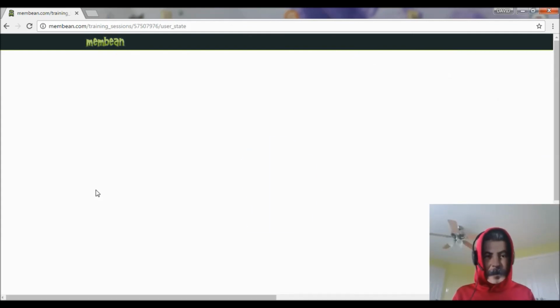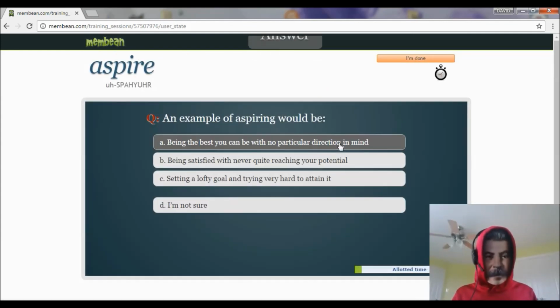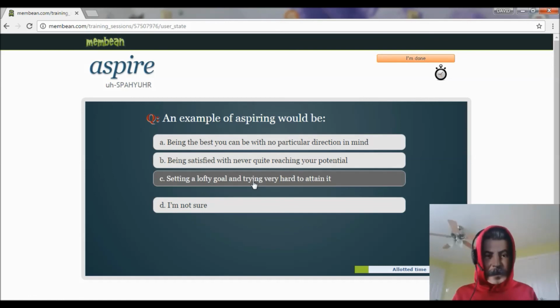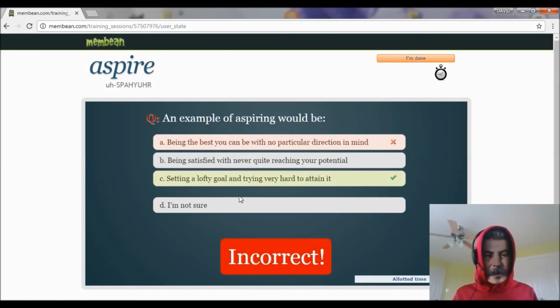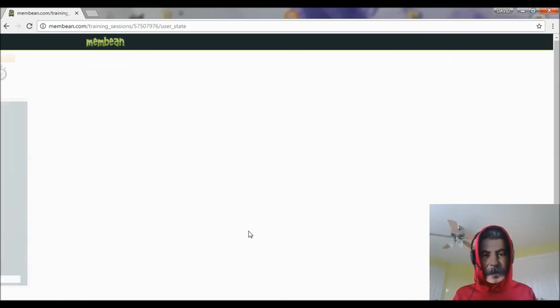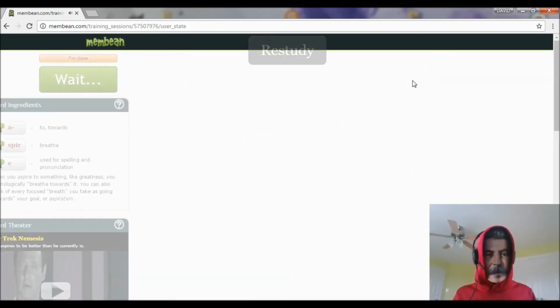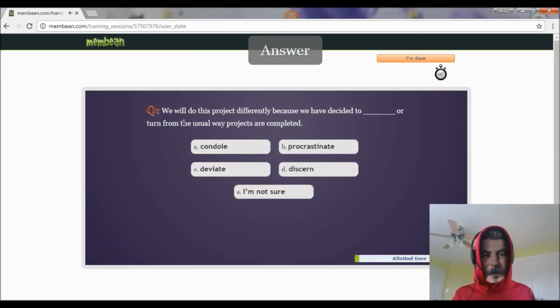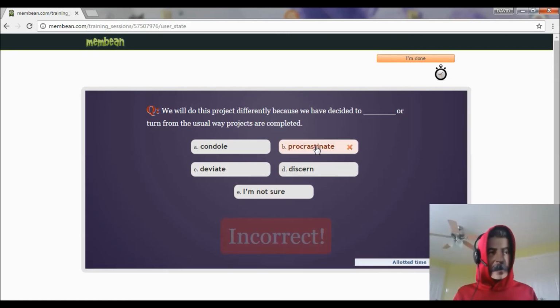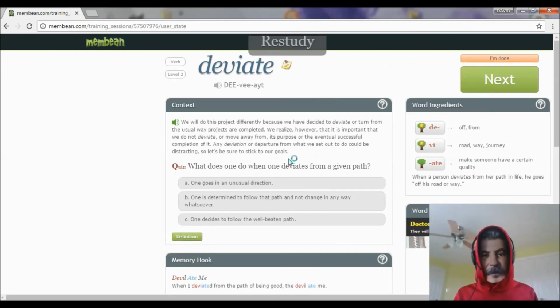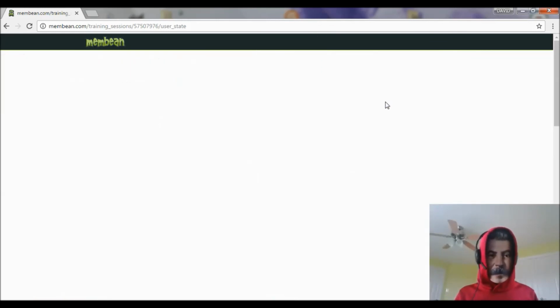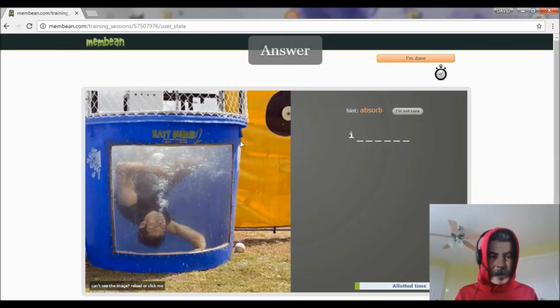An example of aspiring would be... We will do this project differently because we have decided to blank, or turn from the usual way projects are completed. Oh my goodness. Russian is not helping me. Go next. I don't care.